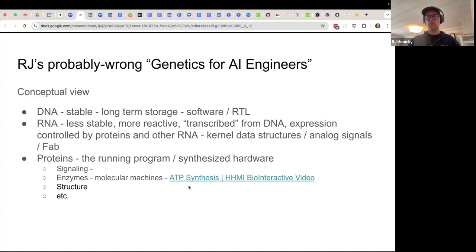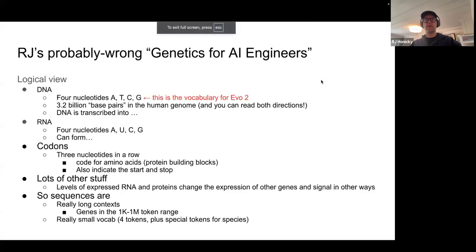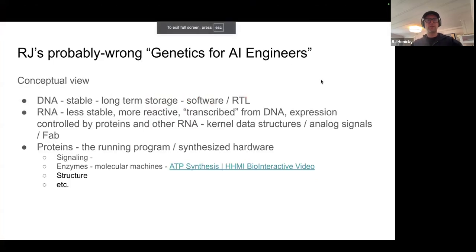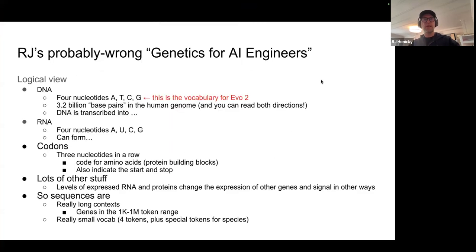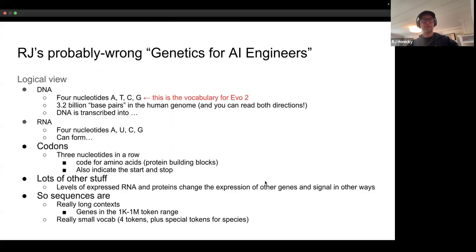It's not just some soup of protein that somehow magically turns into a cell and then cells into people. Okay, sorry. That's the conceptual view. And then there's a logical view that I have.